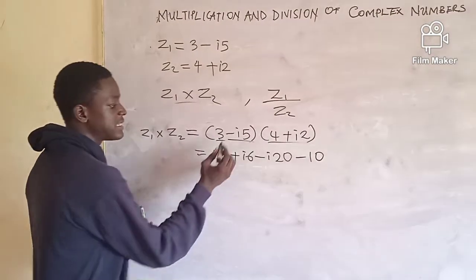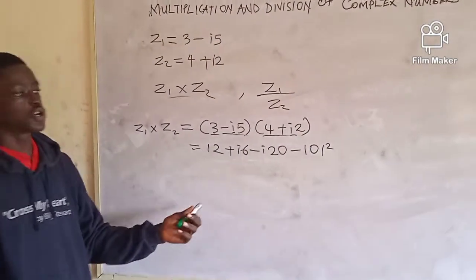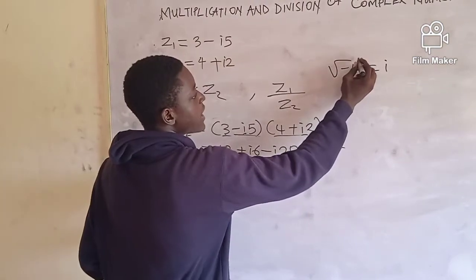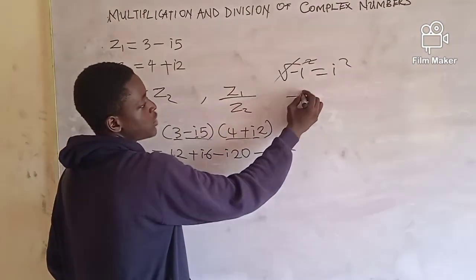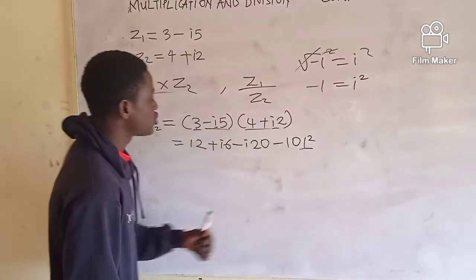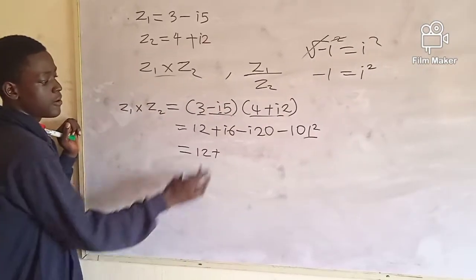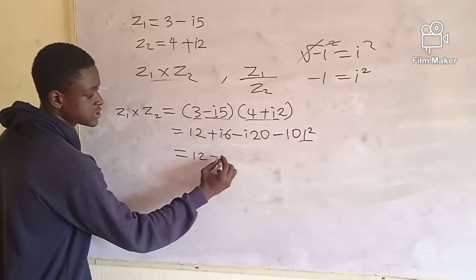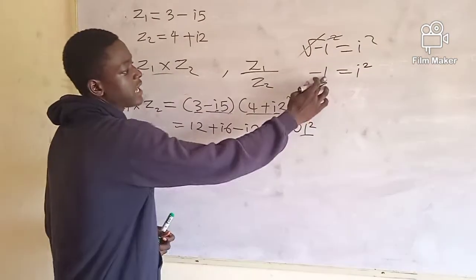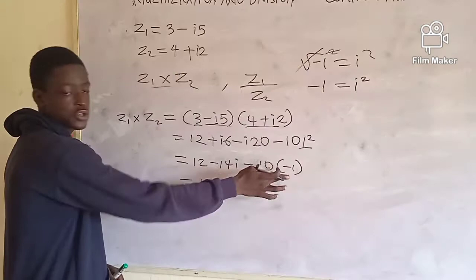But there's something I want you all to note, that i times i gives us i squared. Now this brings another conclusion we have to note. If we have the square root of minus 1 to be i, therefore if we square both sides, the square cancels the square root, and minus 1 is equal to i squared. Therefore this i squared can be represented as minus 1, which gives us 12, let's combine 6i minus 20i, which gives us minus 14i. Now from here we write minus 10, then our i squared will be written as minus 1. This is equal to 12 minus 14i, then minus 10 times minus 1 gives us plus 10.